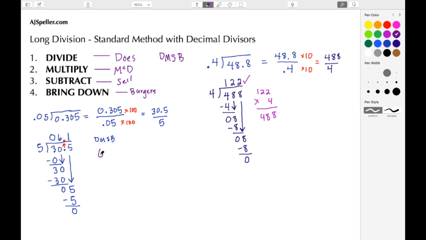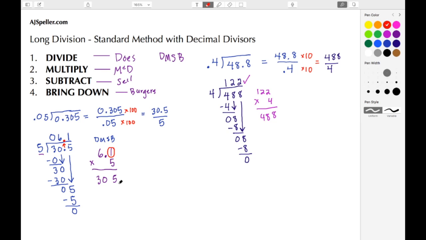Now let's check that by multiplying the quotient 6 and 1/10 times the divisor, which is 5. So now I have 5 times 1, which is 5. 5 times 6, which is 30. I see I have a decimal point in this multiplication problem, so I need to count the number of places after that decimal point to the right. I see it's only one place to the right.